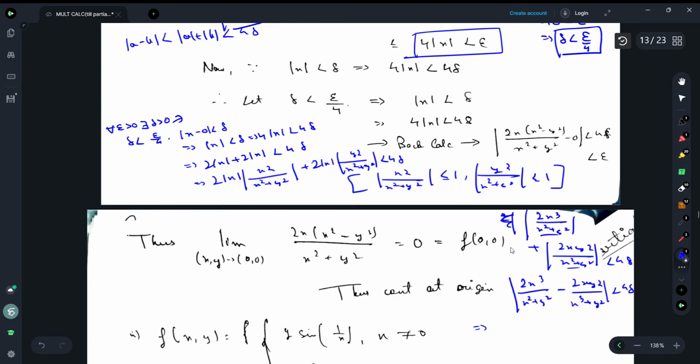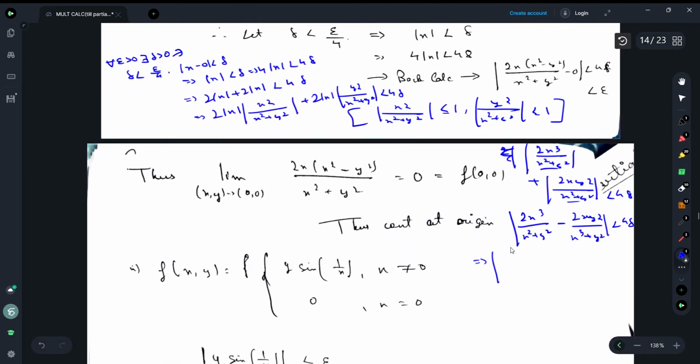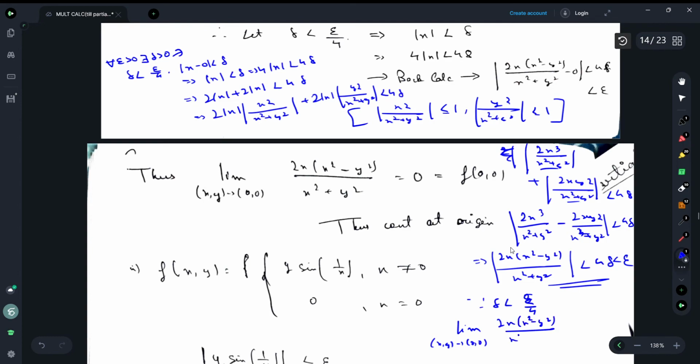So from here you can take 2x common, right? So what was the function given? Yeah, if you take 2x common from here, you get 2x times x square minus y square over x square plus y square is less than 4 delta. Since delta was less than epsilon by 4, this is less than epsilon. So by the delta epsilon definition, we can say the limit as xy tends to origin of 2x times x square minus y square over x square plus y square equals 0.